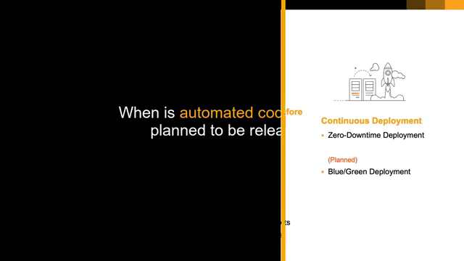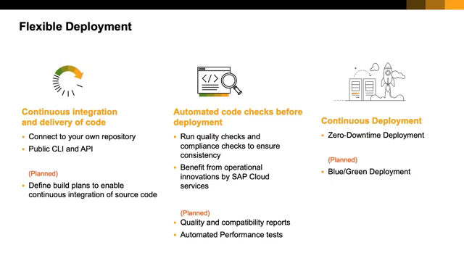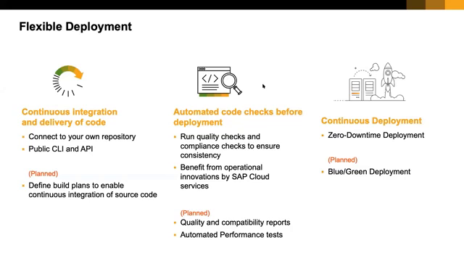When are automated code checks planned to be released? I don't know yet. I only know that it is planned for the roadmap. So it's really hard to tell when they will be available. Is there a defined timeline for the planned enhancement? Unfortunately, I don't know that. There's no planned time.